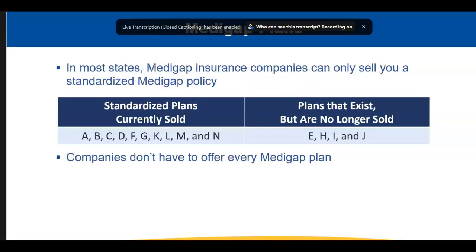Plans E, H, I, and J were formerly available, but they were phased out because of new provisions in Medicare. For instance, the Medicare drug benefit eliminated the need for some of the plans that previously had drug coverage. So they're no longer sold, but there are some folks out there who still have them. They're just not available for sale for new Medicare beneficiaries.